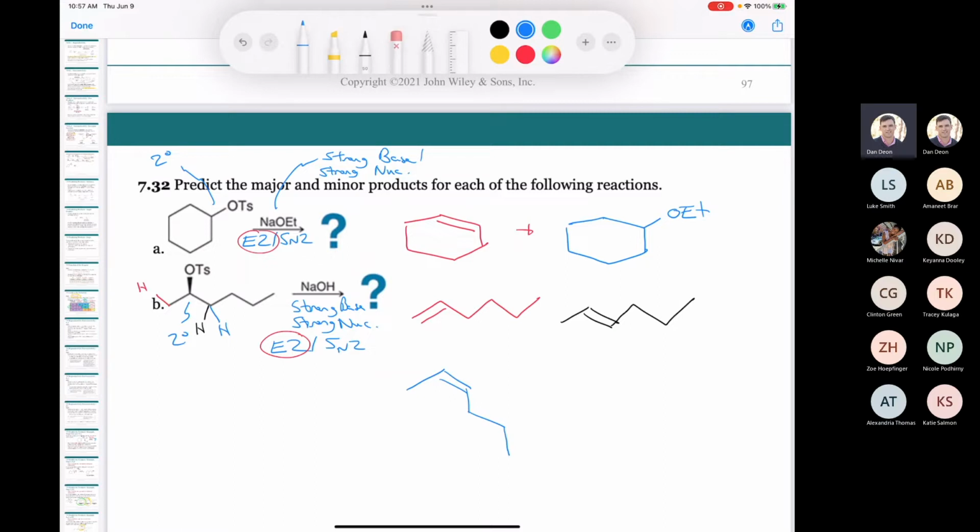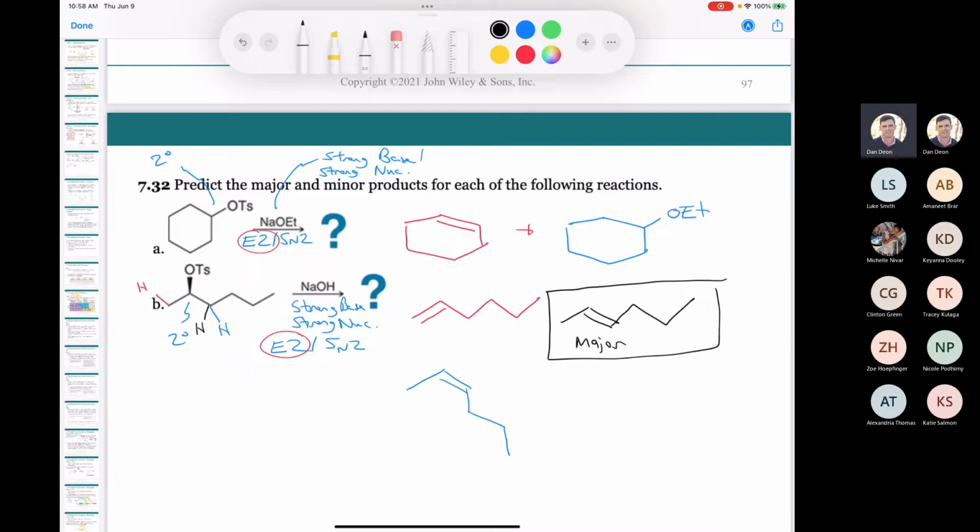Now, out of those three alkenes, could anybody tell me which one of those would be the major E2 product? Would it be the red one, the black one, or the blue one? And again, there's no trick questions in organic chemistry. Which one would be the major product here? It's going to be the black one, isn't it? Right? Thanks, Kiana. This will be the major product because it's the most substituted of all.